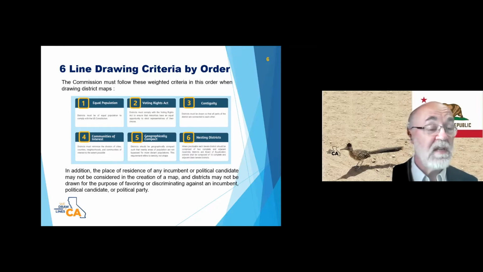And finally, number 6, where practicable, and we're talking about, having already met criteria 1 through 5, where practicable, each state Senate district should consist of 2 complete and adjacent assembly districts, and each state Board of Equalization district should consist of 10 complete and adjacent state Senate districts. In addition, the Constitution tells us that the place of residence of any incumbent or political candidate may not be considered in the creation of a map, and districts may not be drawn for the purpose of favoring or discriminating against any incumbent, any political candidate, or any political party.